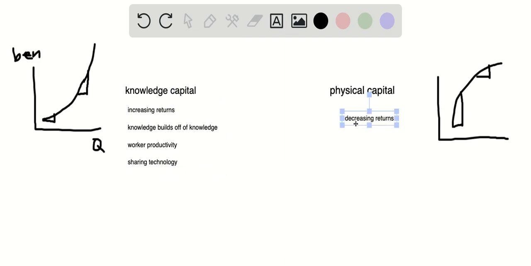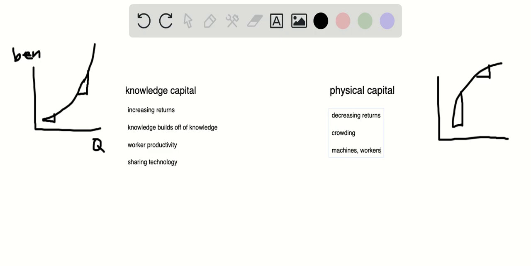So the reason that physical capital experiences decreasing returns is really the physical nature of it, right? So here we can experience crowding of machines, of workers, really anything else, right? So if you get too many workers in a space or too many machines or just too much of a certain physical capital and not enough of others, it's hard to be more productive with that once you reach a certain level, right?